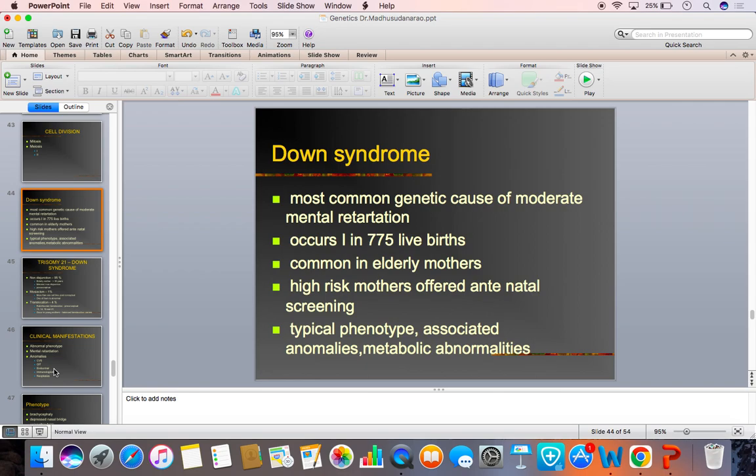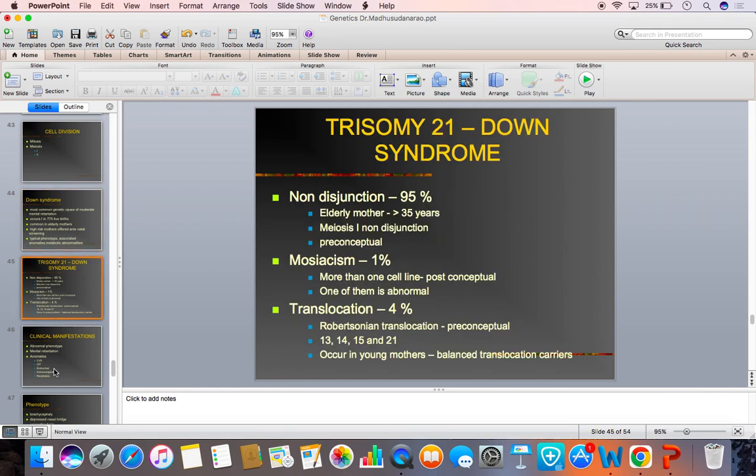Okay. Common in elderly mothers. Mothers with advanced age are more at risk of giving birth to children with Down syndrome. That's the reason why high risk mothers should be offered antenatal screening. Typical phenotype associated with anomalies, metabolic abnormalities, and other risk factors that determine the morbidity and mortality.